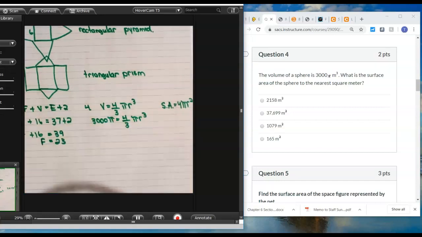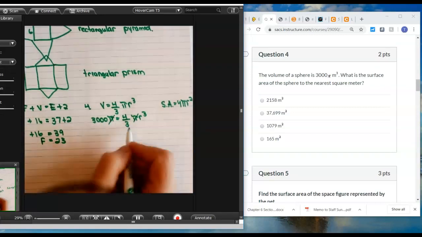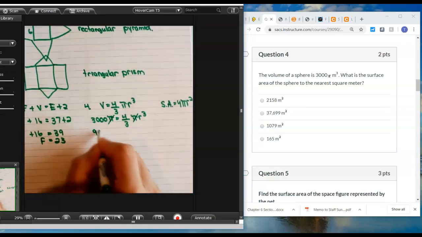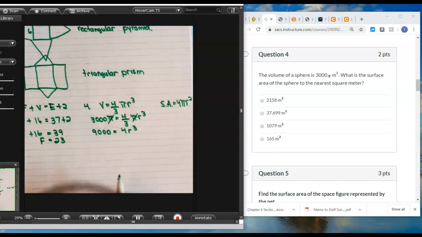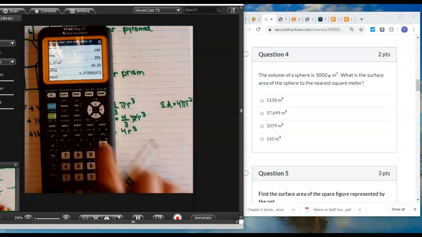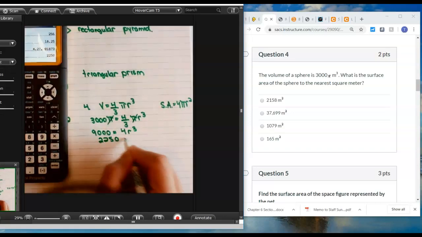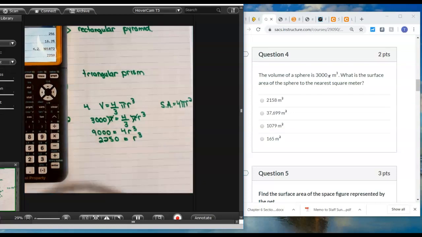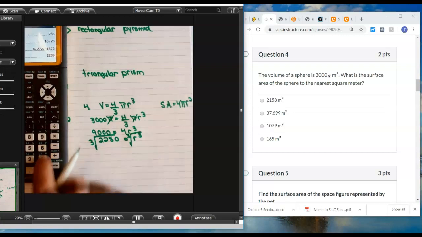And I need to solve for the radius, so ultimately I can substitute that in over here. First of all, I can see my pi's would divide out. I'm going to multiply by 3 on both sides. That gives me 9,000 equals 4 r cubed. I'm going to divide by 4. I get 2,250 equals r cubed, and now I need to take the cube root of both sides.